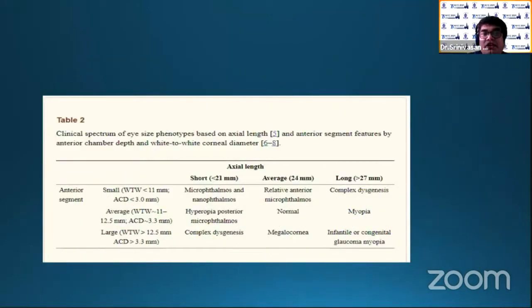As you see, the white-to-white measurement is less in microphthalmos and nanophthalmos, whereas in myopia, the axial length is more and the white-to-white may be normal. In a case of megalocornea, both the white-to-white as well as the axial length are more, more than 27 millimeters.